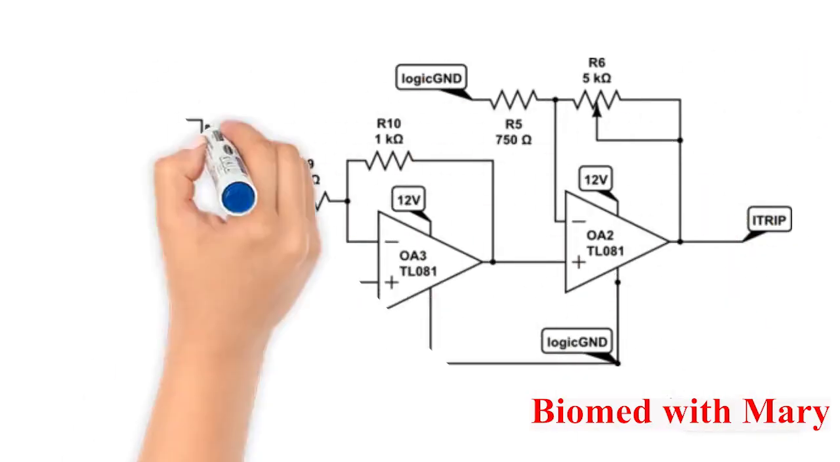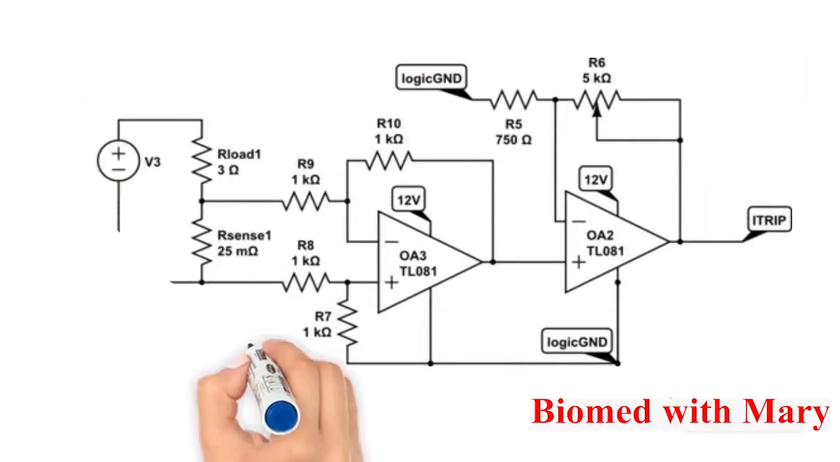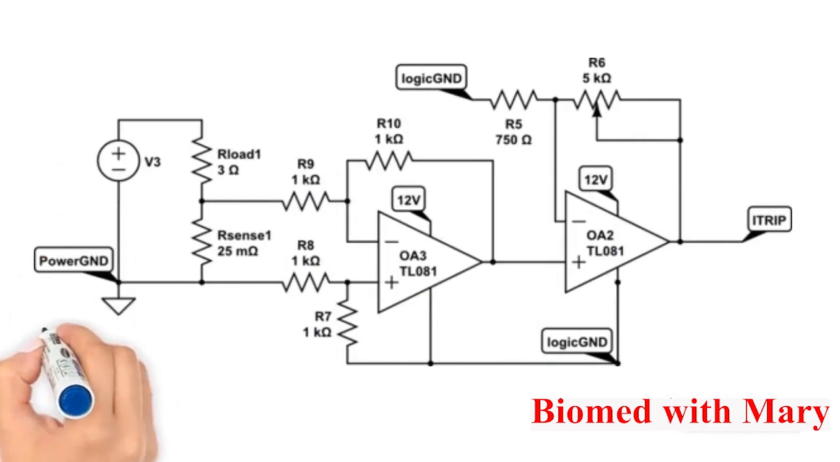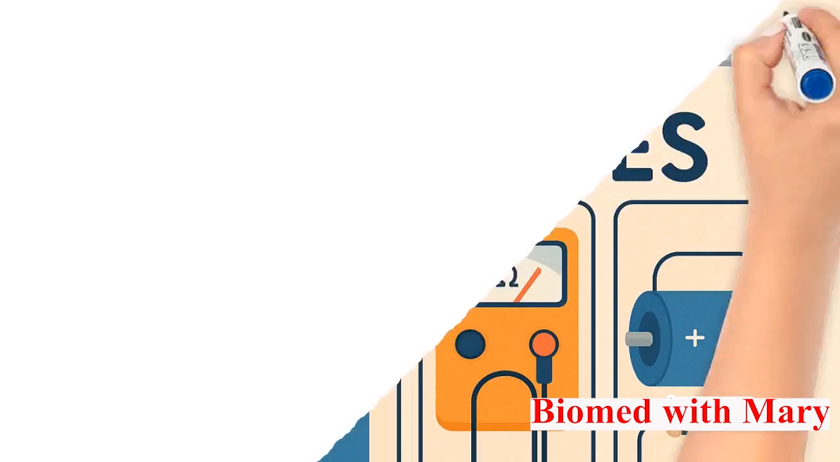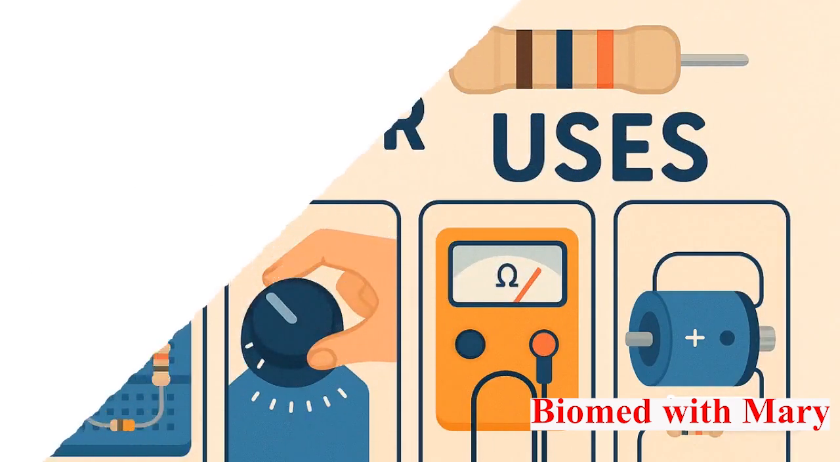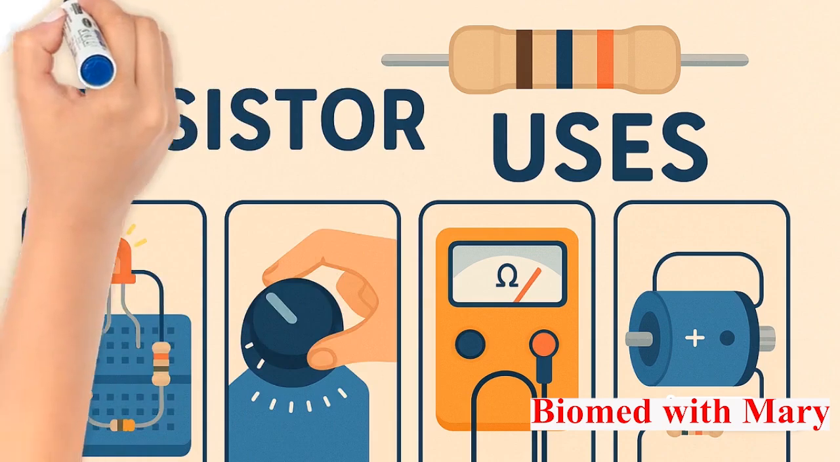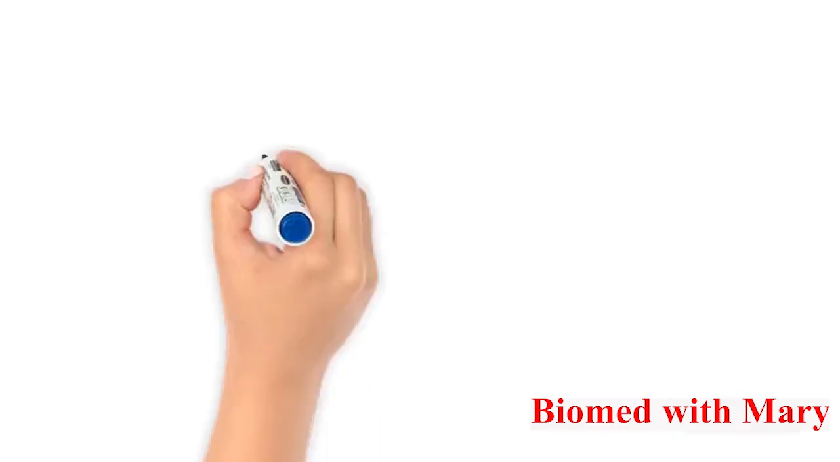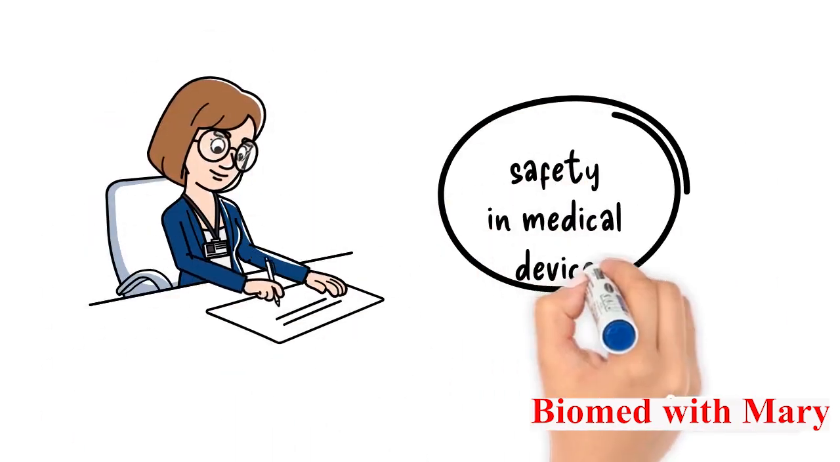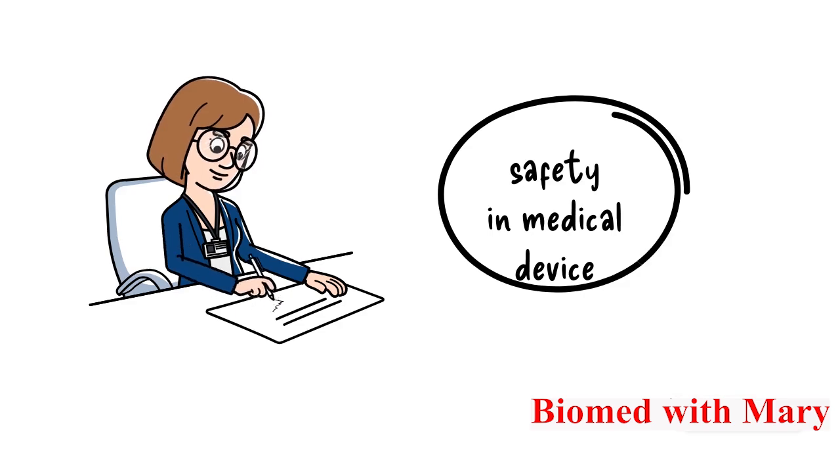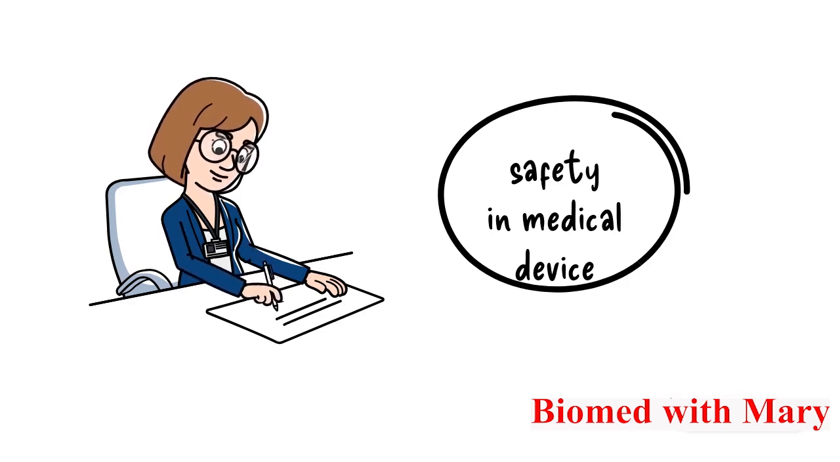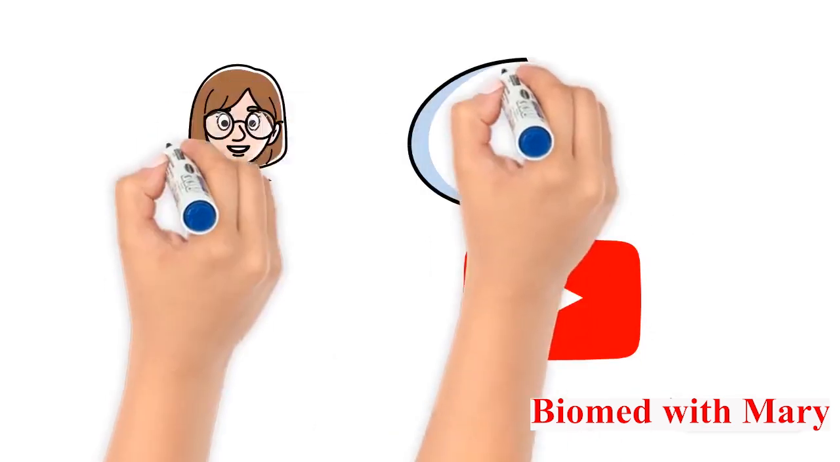In biomedical engineering, choosing the right resistor value is critical. Too much current can damage sensors, too little current can affect signal accuracy. Resistors aren't just simple components, they are essential for safety, stability, and precision in every electronic system. In electronics, especially in biomedical systems, precision and safety matter, and resistors are a key part of that precision.